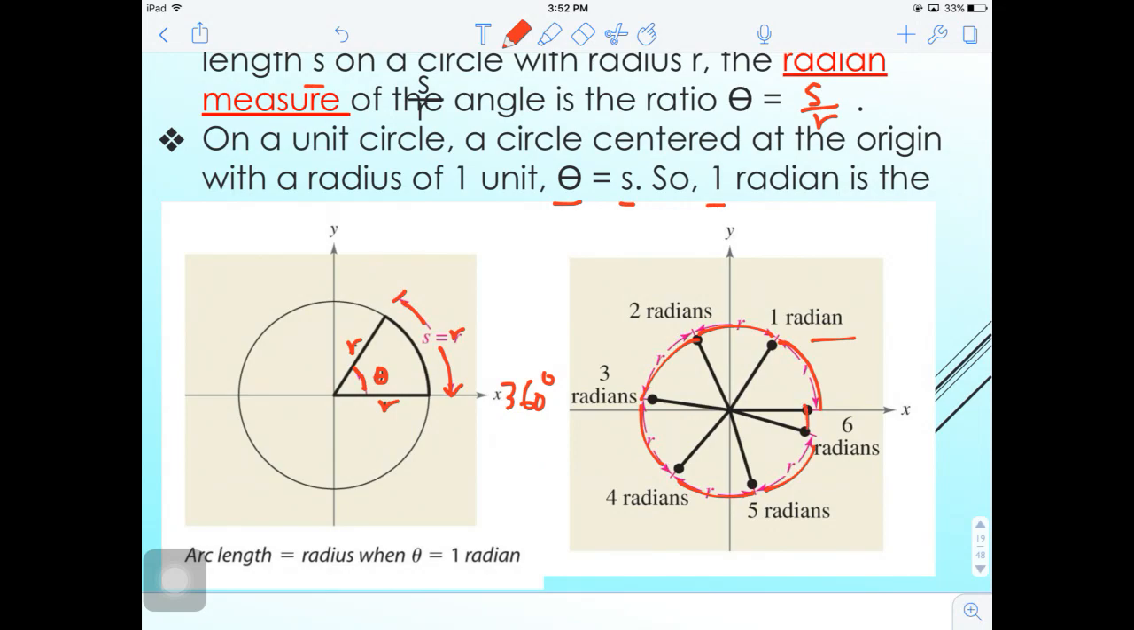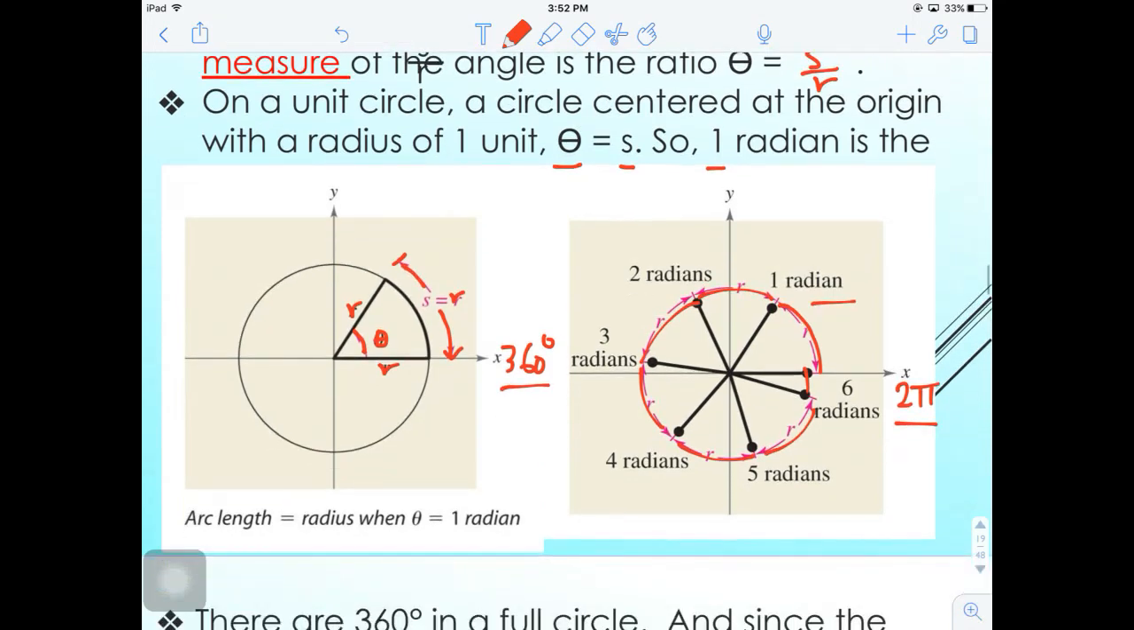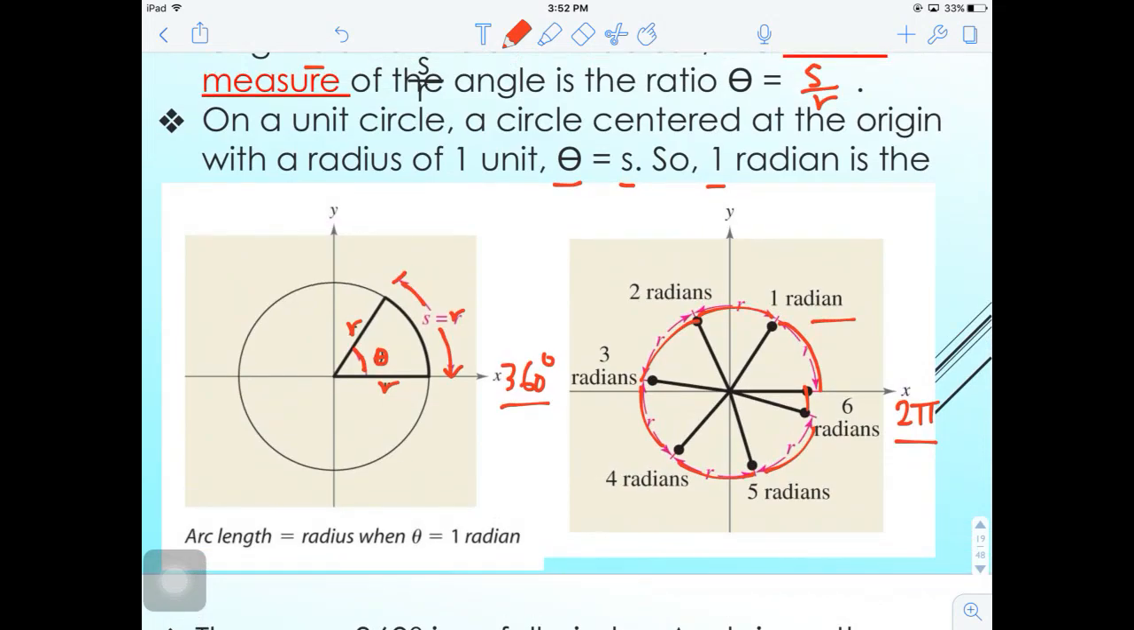I don't know if you guys have ever heard of that. A full circle is actually equal to 2 pi in radian mode. So instead of saying a circle has 360 degrees, you can say that a circle has 2 pi radians. And so let's use the formula from above to take a look at why this makes sense.